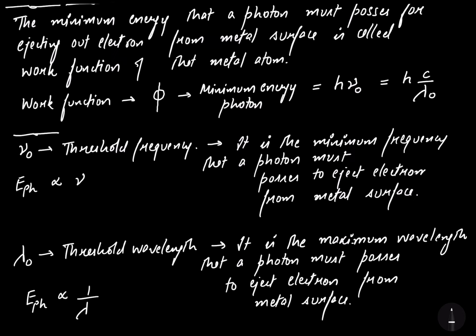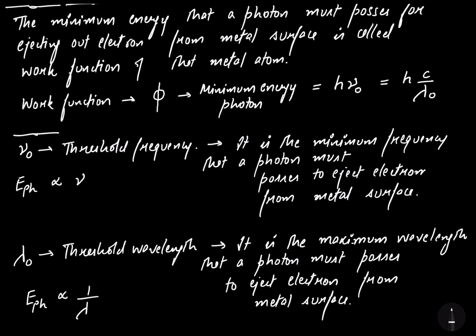The energy of photon is directly proportional to the frequency. It is the minimum energy required by photon, so it will be the minimum frequency that a photon must possess to eject electron from metal surface. On the other hand, the threshold wavelength. Now energy of photon is inversely proportional to wavelength. We require the minimum energy of photon, so wavelength will be the maximum because of the inverse proportionality. So it is the maximum wavelength that a photon must possess to eject electron from metal surface.